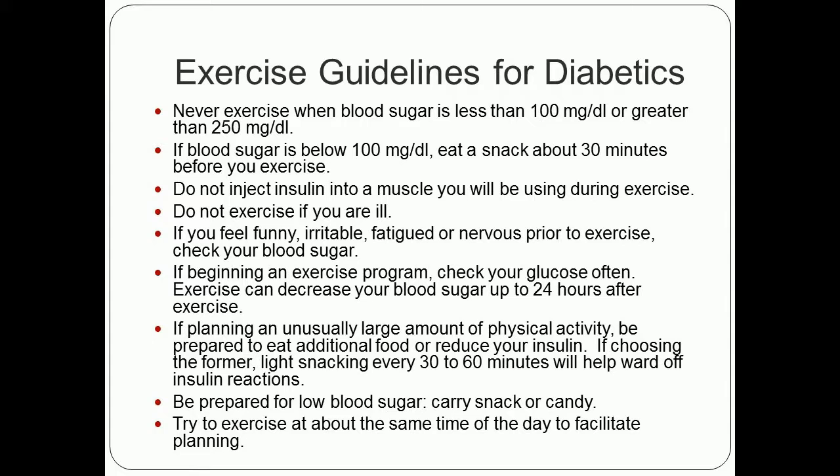Exercise can decrease your blood sugar up to 24 hours after exercise. If planning an unusually large amount of physical activity, be prepared to eat additional food or reduce your insulin. If choosing the former, light snacking every 30 to 60 minutes will help ward off insulin reactions. Be prepared for low blood sugar; carry a snack or candy. Try to exercise at about the same time of the day to facilitate planning.